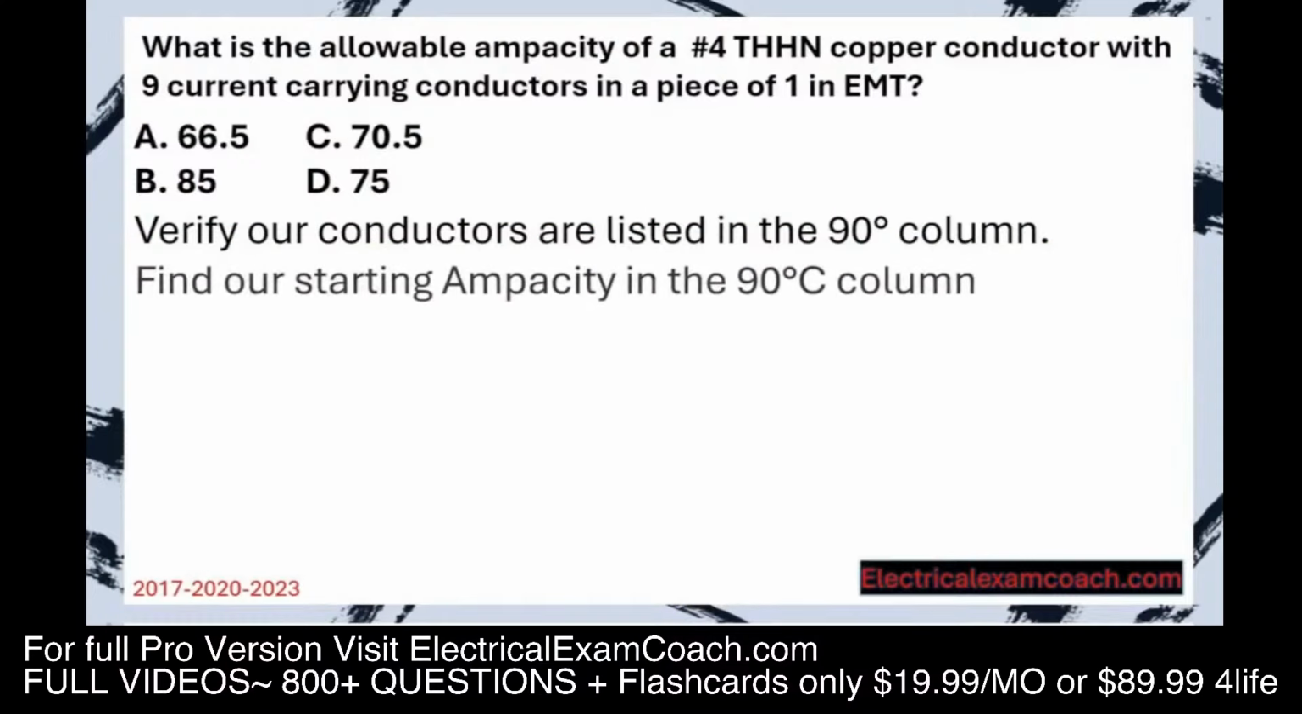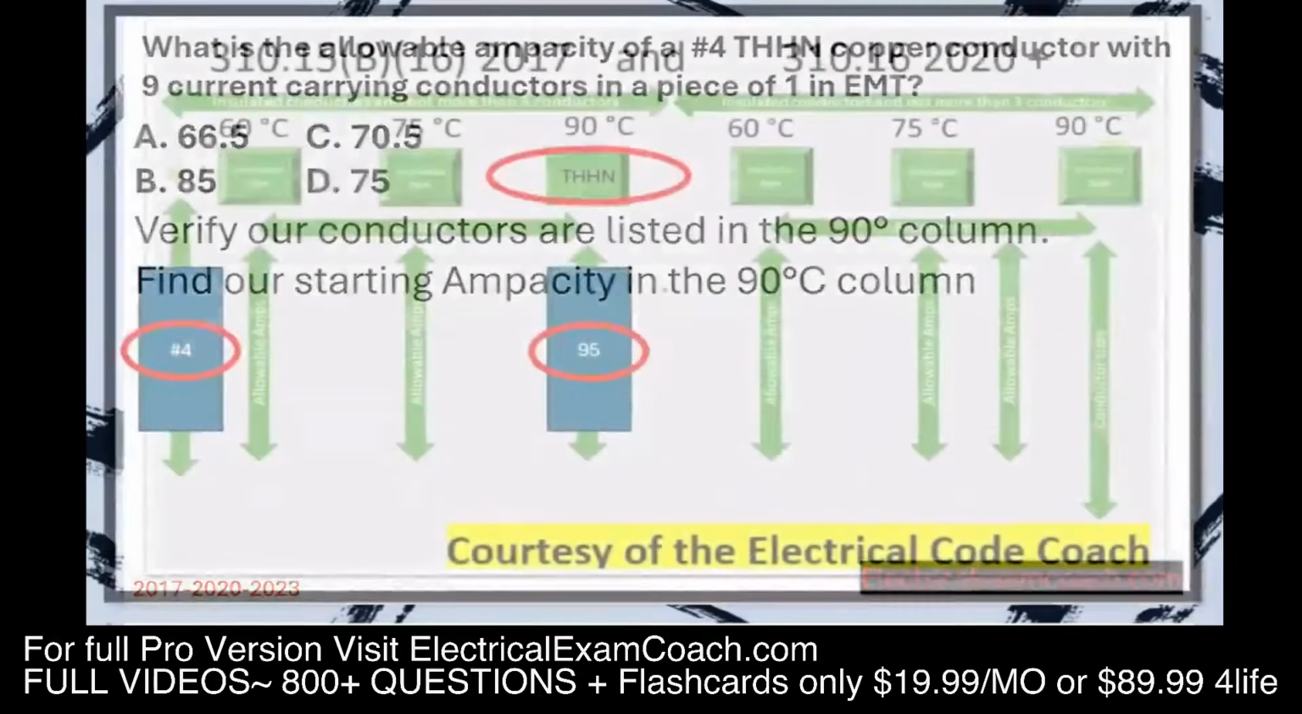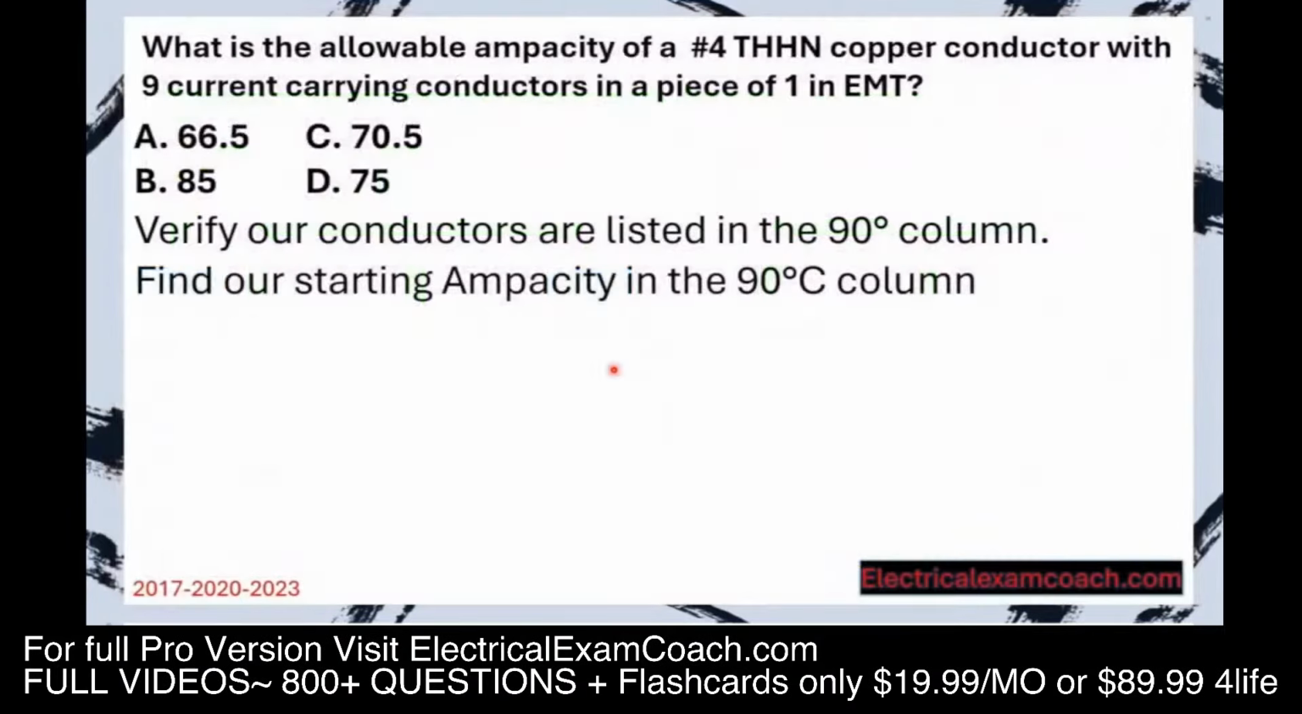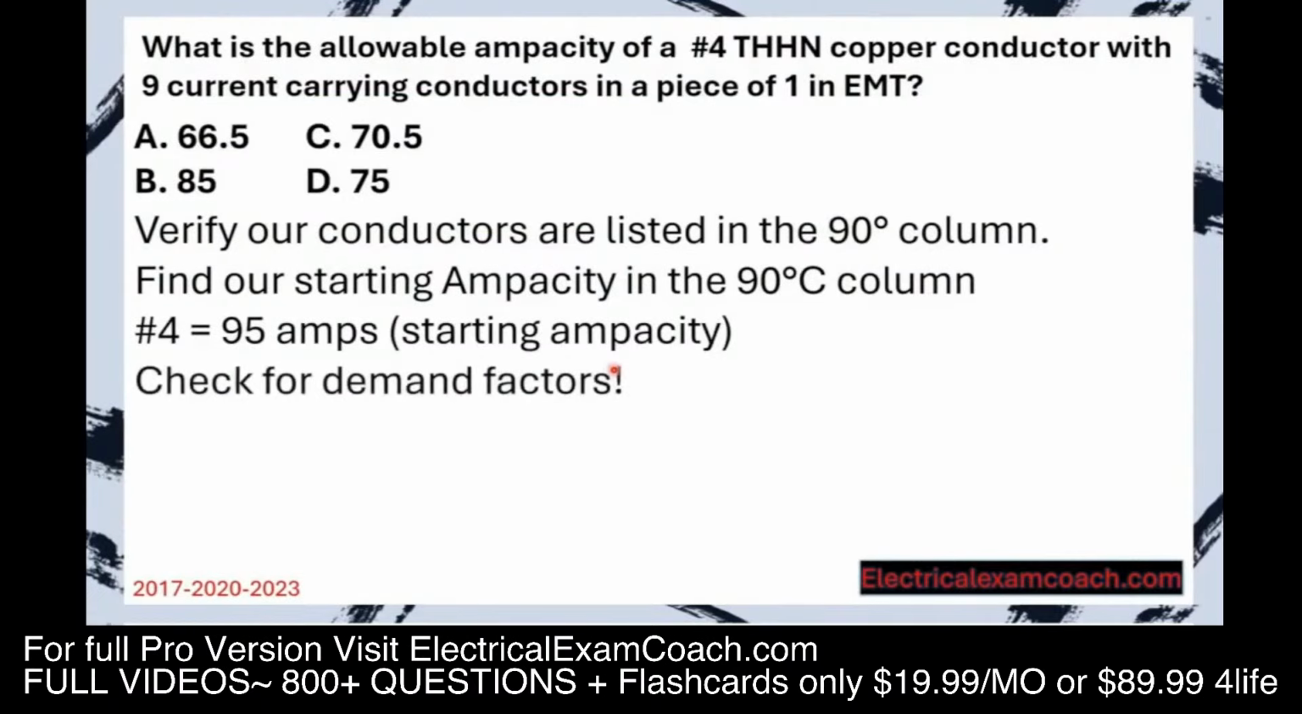Now, we're going to find our starting ampacity in the 90-degree C column. We head to our primary ampacity table. It's wanting a number 4 conductor, so we start on the left-hand side. We're going to come over and we're going to tee off with the 90-degree C column, and we're going to find out that it is 95 amps. That's our starting ampacity. Now, we must check for demand factors.